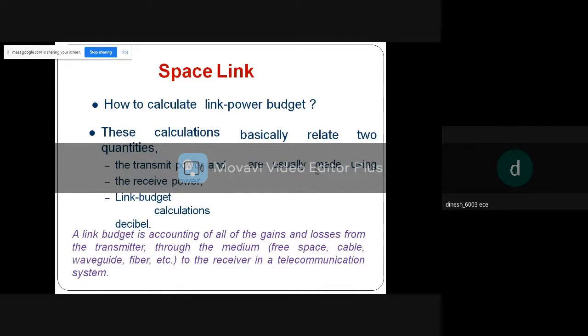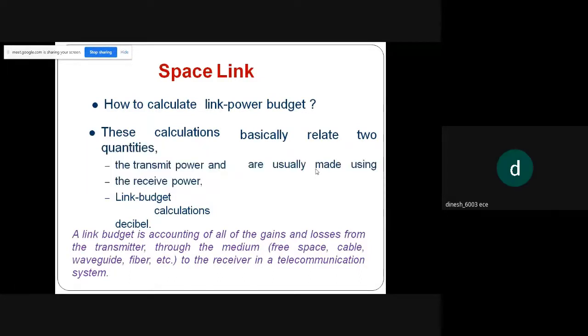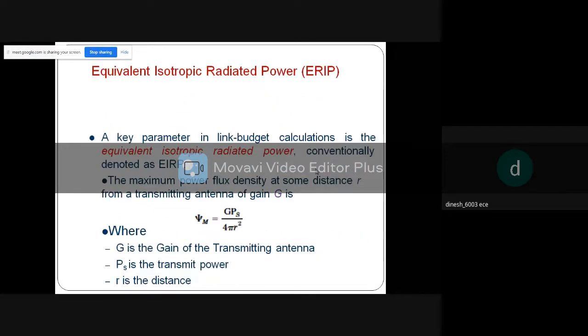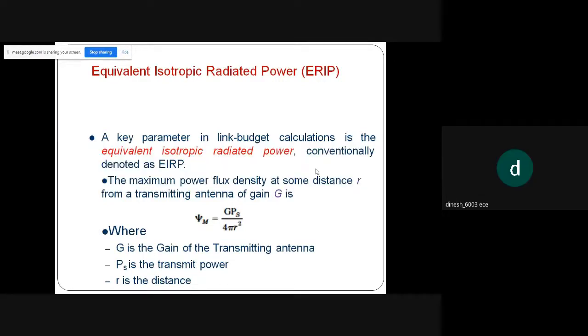So we need to calculate two quantities. The first quantity is the transmit power and the receiver power. These are the two quantities to be calculated for link budget calculations, which are measured in decibels. So the first such link budget calculation is EIRP.